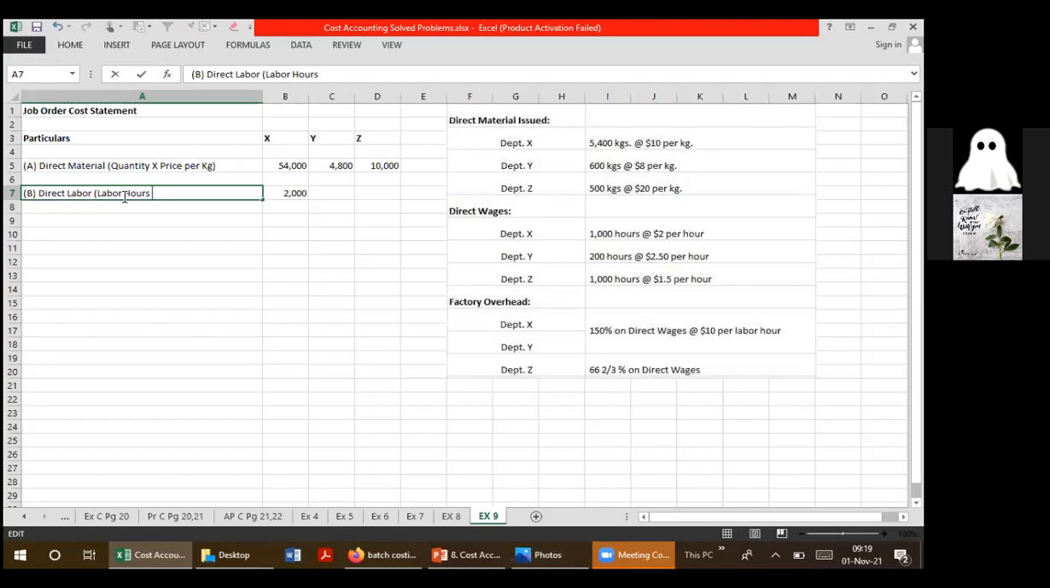Labor hours multiplied by rate per hour. Then we have 200 times 2.5, which is 500, and 1,000 times 1.5 is 1,500.